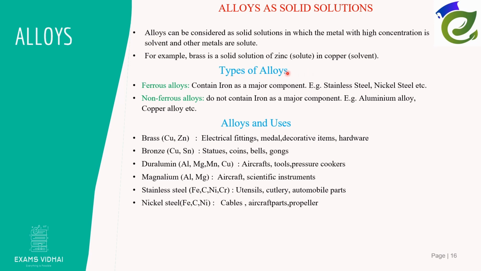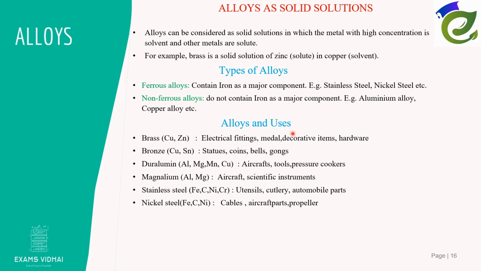Types of alloys. Mainly two types: ferrous alloys and non-ferrous alloys. Ferrous alloys contain iron as a major component, for example, stainless steel, nickel steel, etc. Non-ferrous alloys do not contain iron as a major component, for example, aluminium alloy, where aluminium is a major component, and copper alloy, where copper is a major component.